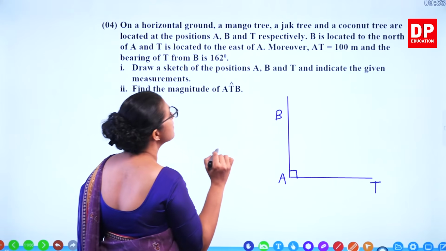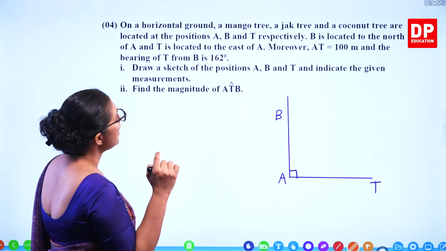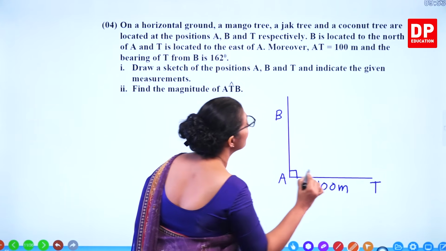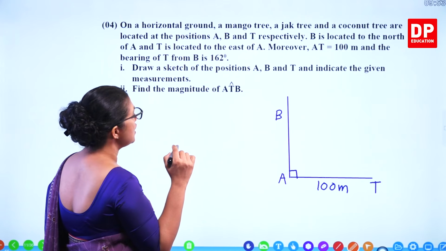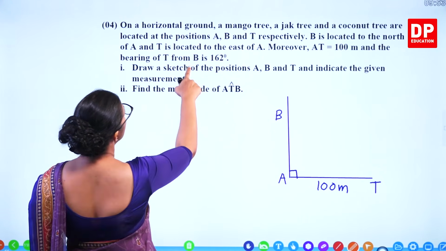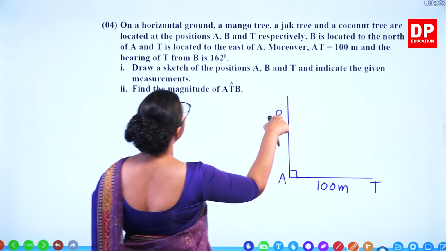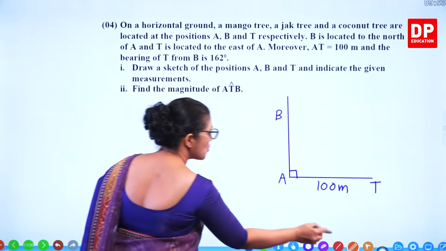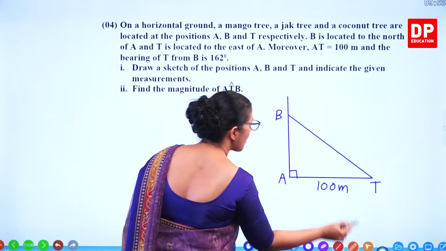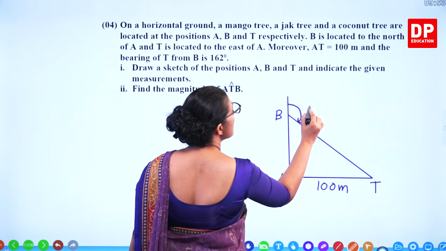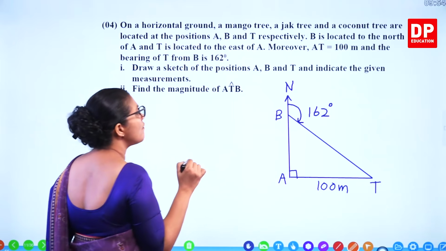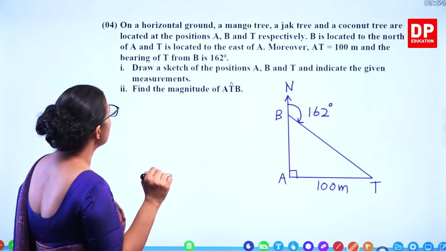This is 90 degrees. Moreover, AT is 100 meters. And the bearing of T, this is T, from B is 162. So this angle is 162. So this is north. Bearing we always measure from north clockwise.